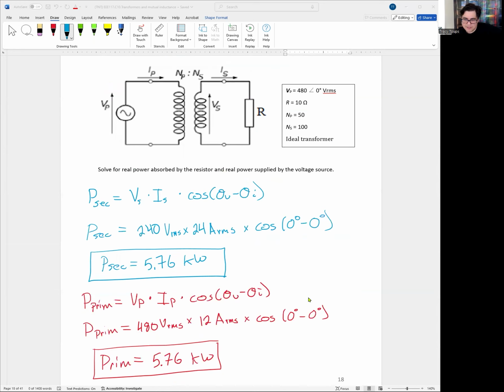Okay, notice on the primary side, we do the same thing with primary voltage 480 volts RMS. Current is 12 amps RMS, and we get, again, 5.76 kW. So notice if you look at the ratios here, secondary side is 240 volts, primary side is 480, so it's a 2-to-1 ratio, but the current did the opposite. We went from 24 down to 12, right? And the more important thing is look at the power. They're the same on both sides, and that tells you something.